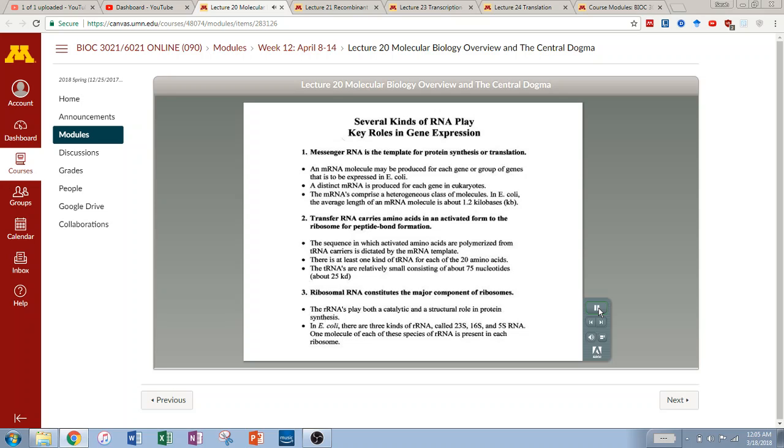Ribosomal RNA constitutes the major component of ribosomes. The ribosomal RNAs are relatively large molecules that play both a catalytic and structural role in protein synthesis. In E. coli, there are 3 kinds of ribosomal RNA called 23S, 16S, and 5S RNA. One molecule of each of these species of ribosomal RNA is present in each ribosome.